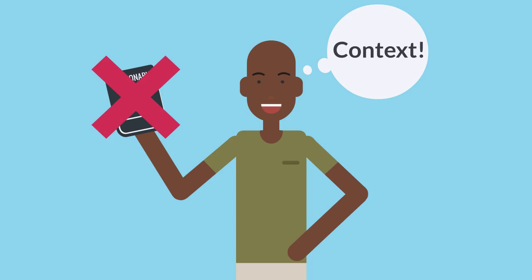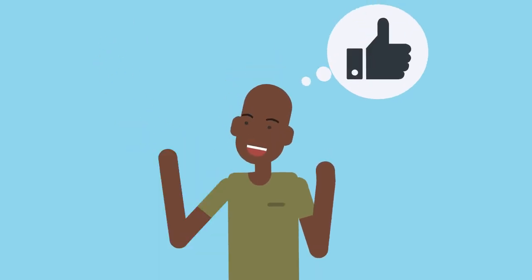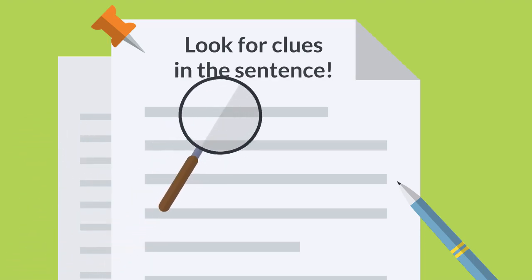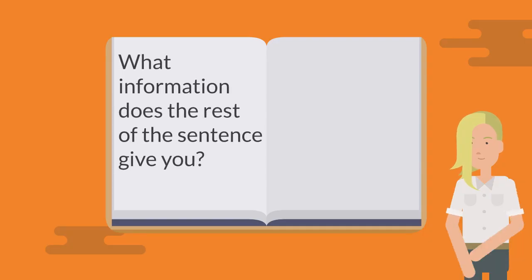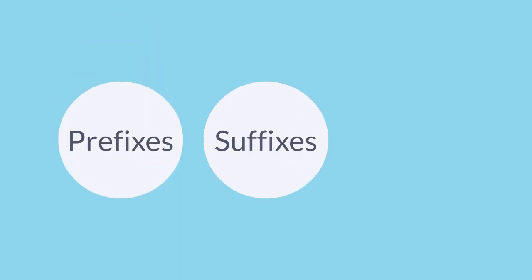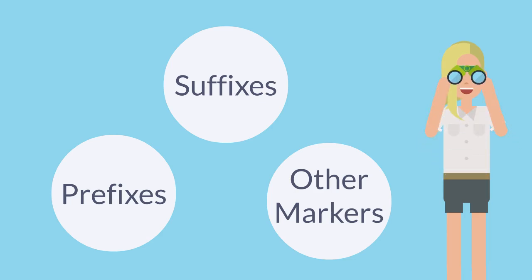There are several strategies you can use to help you understand the meaning of an unknown word in context. Are there clues in the sentence itself that can help you understand the meaning of the word or the character you don't know? What information does the rest of the sentence give you? Where does it occur in the sentence? What about prefixes, suffixes, and other markers? Can you use those to help you decipher what role it plays in the sentence?